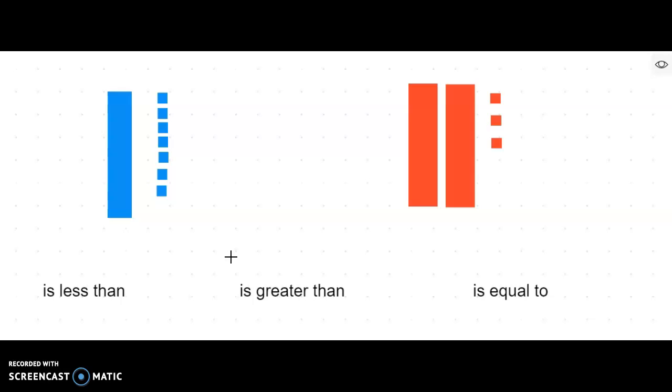Today, we are going to review comparing numbers. And remember, review means you talk about something that you already learned. Our terms are less than, greater than, and equal to. And these are the words we use when we're comparing two numbers.